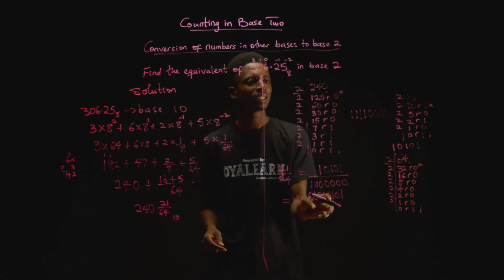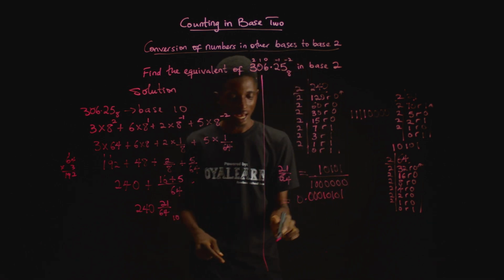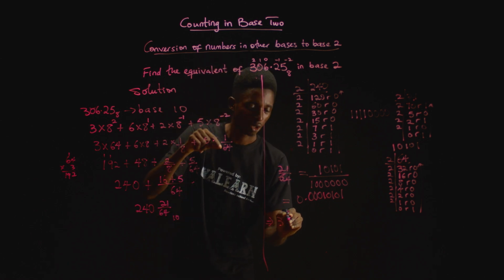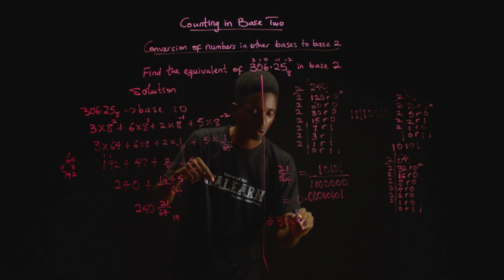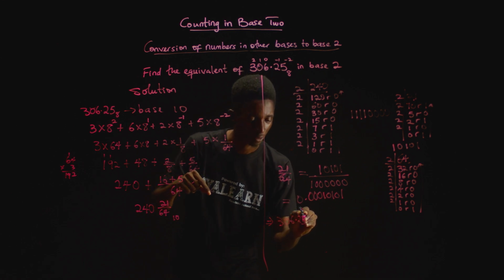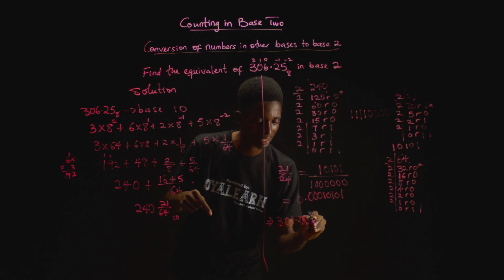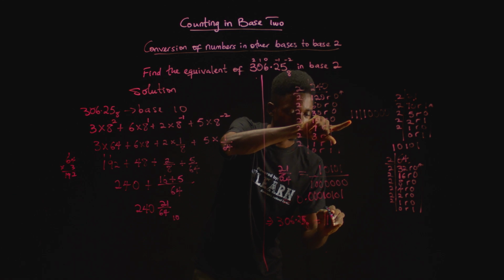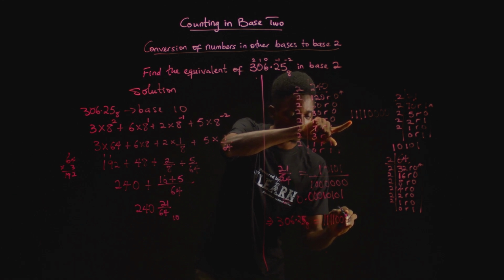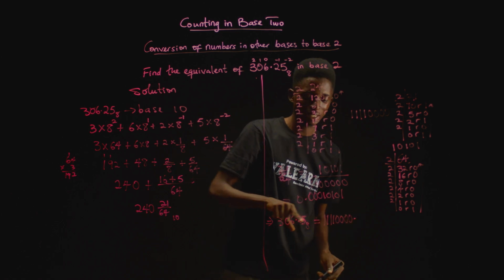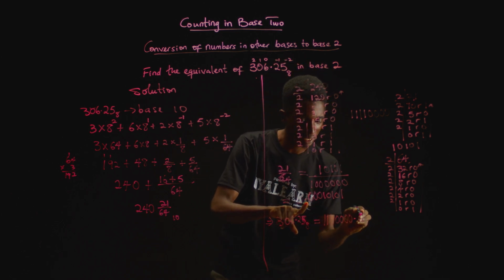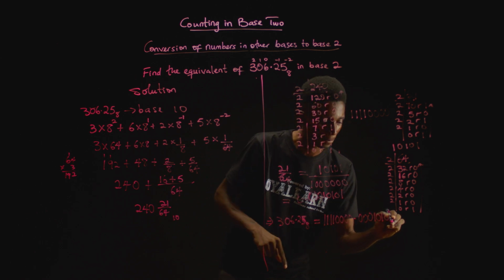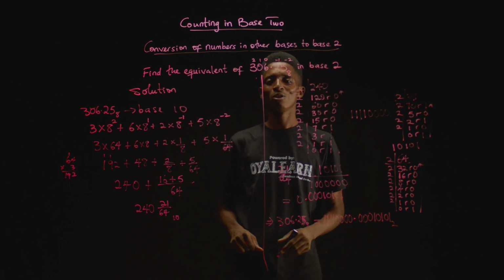Now when we combine the 2 parts we have here, our final answer tells us that 306.25 base 8 is equivalent to 11110000 point. Now after the decimal point here we have 000101 base 2. And that's the solution to this problem.